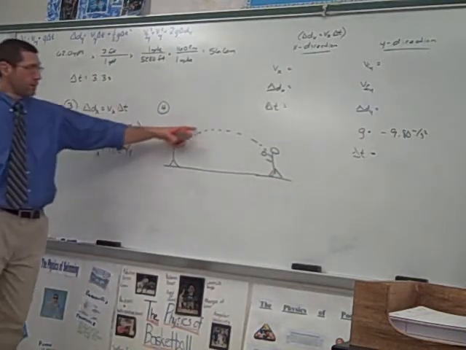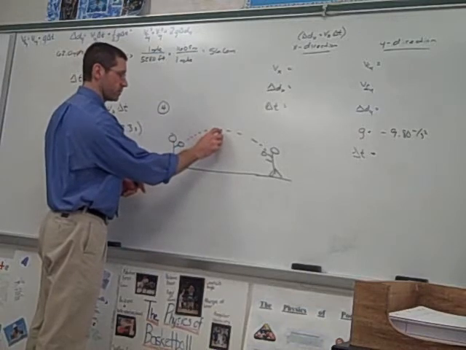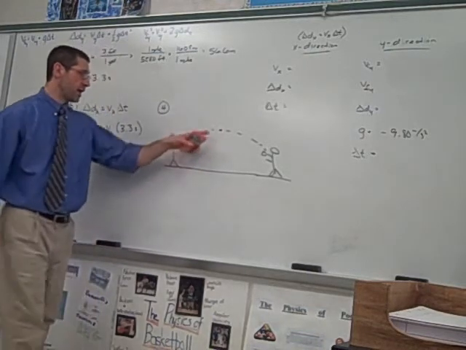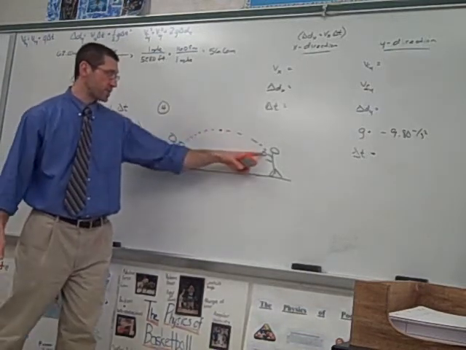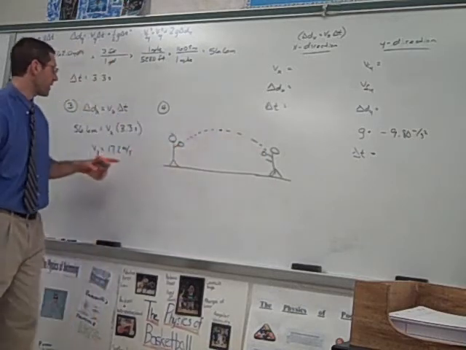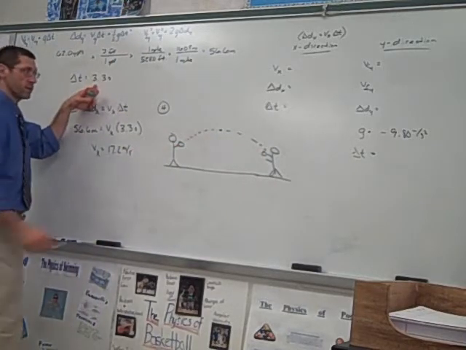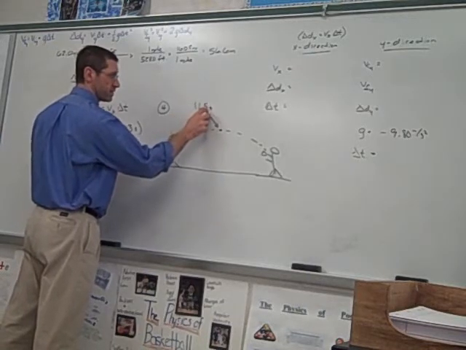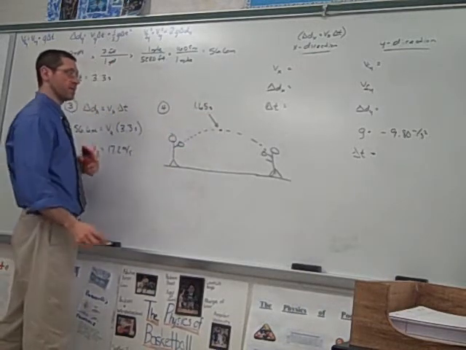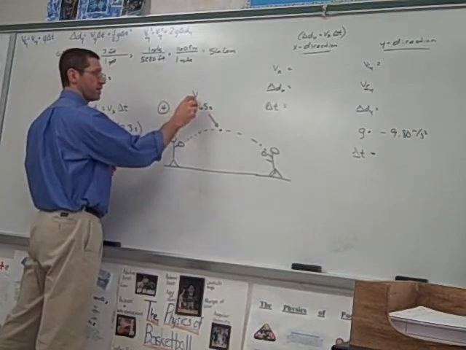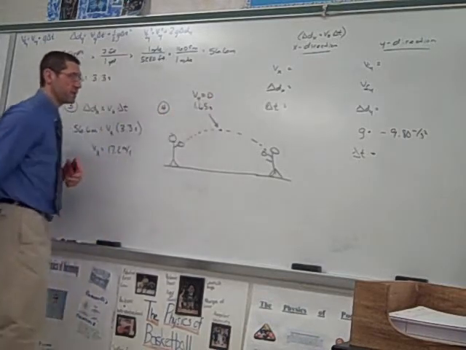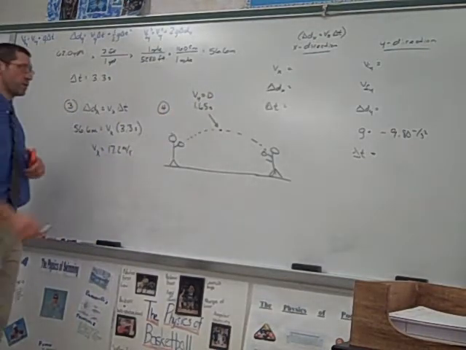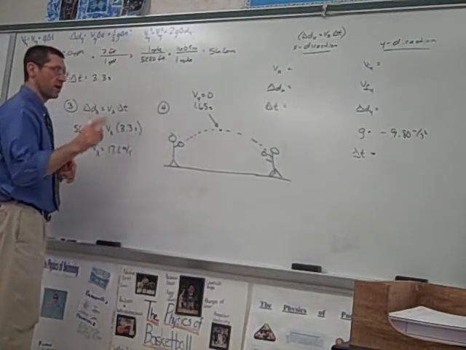But the maximum height, which would be right here, is not 3.3, right? 3.3 is to here. The maximum height is half of that time. So to get here was 1.65 seconds, and that is the maximum height. That is also where the Vy is 0. So we can use that information to get our VIY.